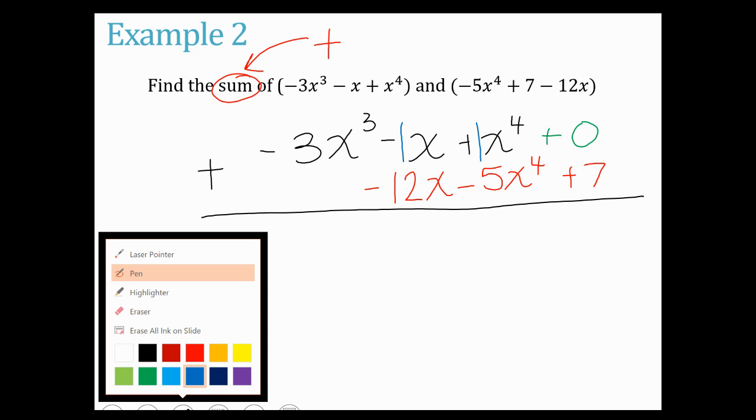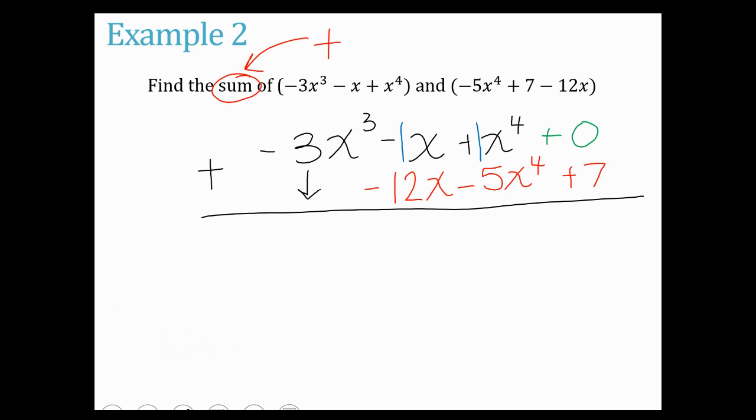and go from there. So this negative 3x to the third did not have any like terms, so I'm going to bring it down. Negative 3x to the third. You could put a 0 there if you want to, but it's not necessary. Then you have negative 1x and negative 12x, same signs, add and keep. That's going to give us a negative 13x.